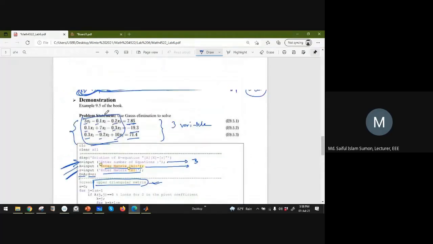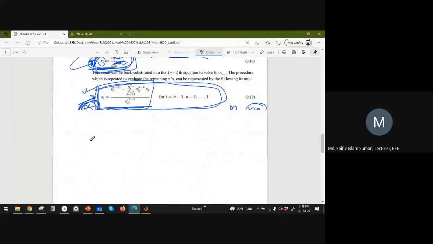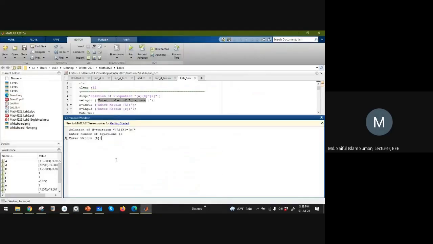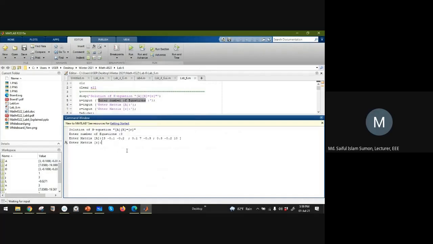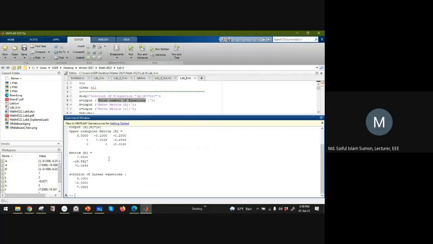Matrix A is simply this one. If I simply copy it from here, I have already put this number. So this is 3 minus 1, something like this, and R is something like this. I have copied and pasted, nothing else. You can see the output whenever I run the code.